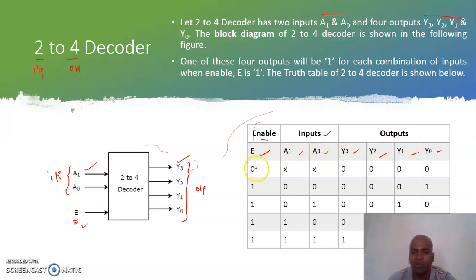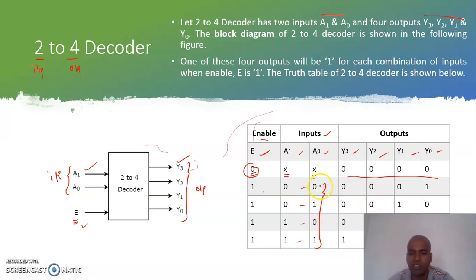For the first condition, enable is equal to 0. At that time, whatever the inputs may be, 0 or 1, I have represented them as don't care. Here X indicates don't care. At this time the outputs are equal to 0, there is no output, because enable is 0. When enable is 1, only then are we going to apply the combinations of inputs: first 00, then 01, then 10, then 11. For each combination of inputs, only one output should be 1.